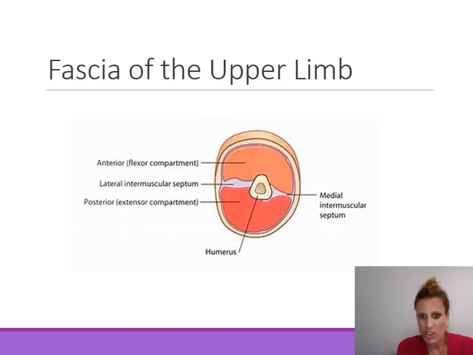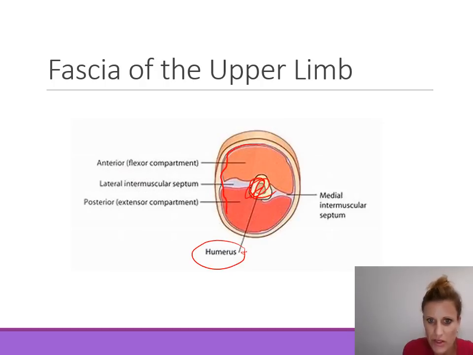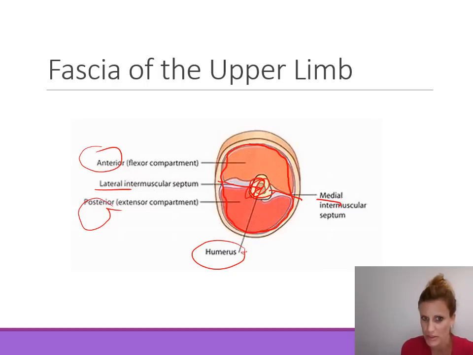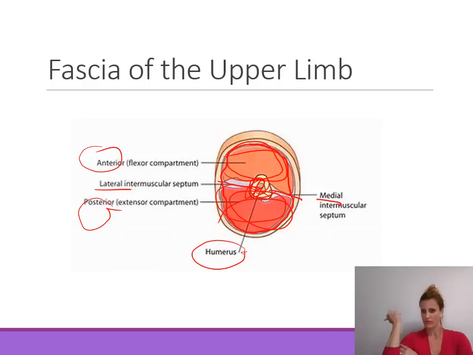So here we see a section of the upper limb. The humerus is the bone that runs down the center of the upper limb. You can see around the outside here, we have our brachial fascia. And then from the brachial fascia, we have these lateral and medial septa that divide the brachial region, the upper arm, into anterior and posterior compartments. So the anterior flexor muscles are in the front, and in the back we have the extensor muscles. Flexors, and then your extensors in the back.